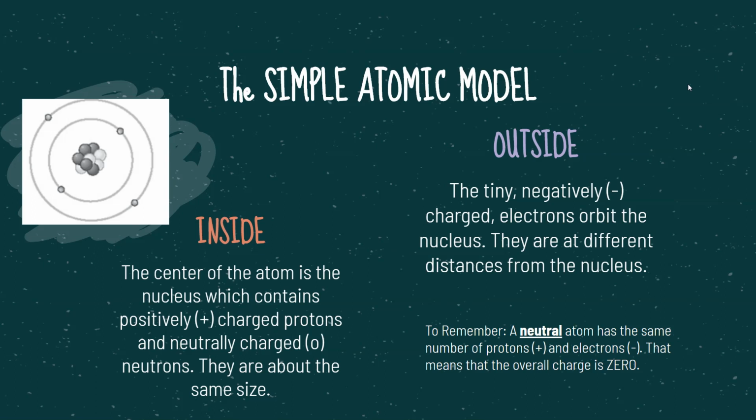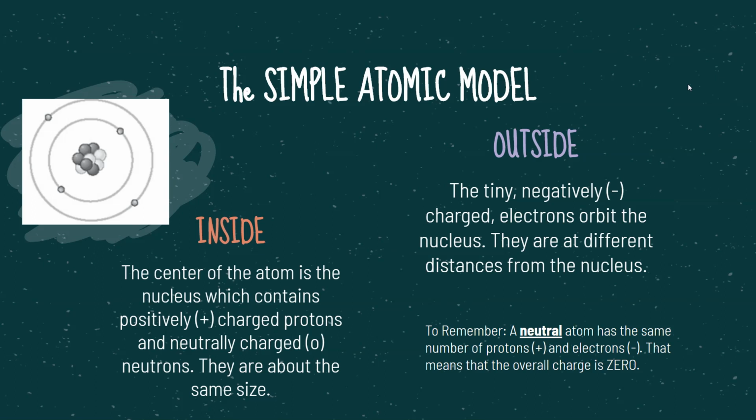If you have 6 protons, which are positive, and you have 6 neutrons, which are neutral, what would the overall charge be on the nucleus? Okay, we have 6 positives and 6 neutrals. We have nothing to balance out those positives, so our overall charge would be positive 6, right? Positive however many we have, okay?